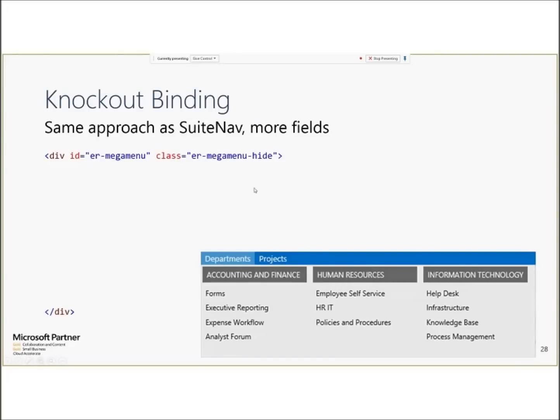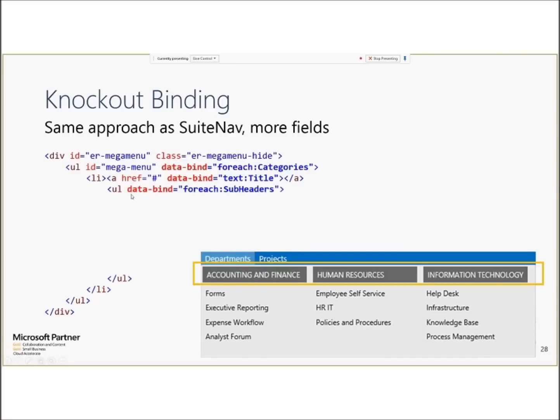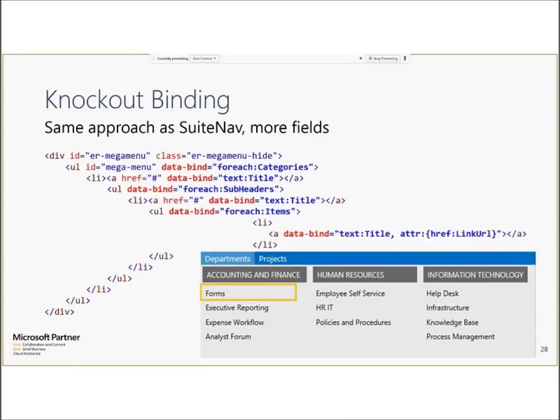Real quickly, this just shows extra detail of how the top nav knockout binding works. Same approach as the suite nav. We just have more context, or it's more complex, more data. So you can see that as each level comes in, the bindings mesh to each level.